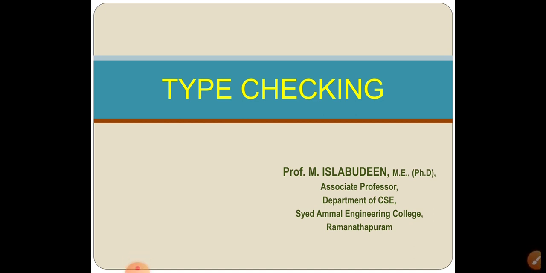Today we are going to discuss one of the important topics, type checking. Before we move to this topic, we are going to recall the phases of the compiler. The third phase of the compiler is semantic analysis. The very important function of semantic analysis is type checking. And semantic analysis also checks whether each and every construct is a meaningful construct or not.